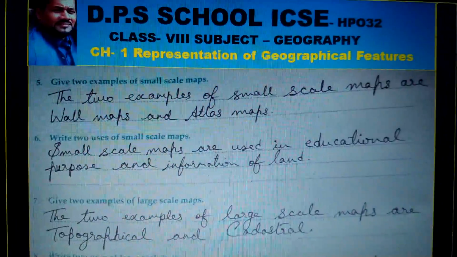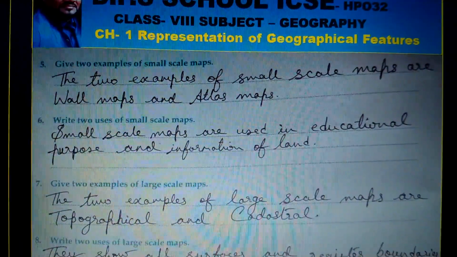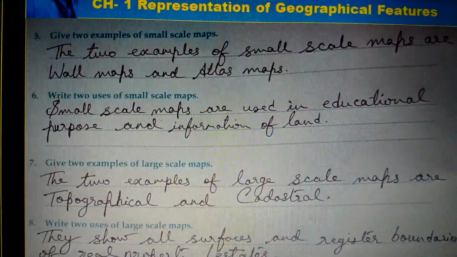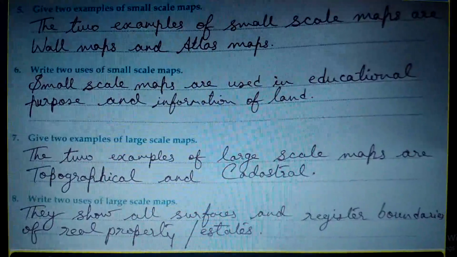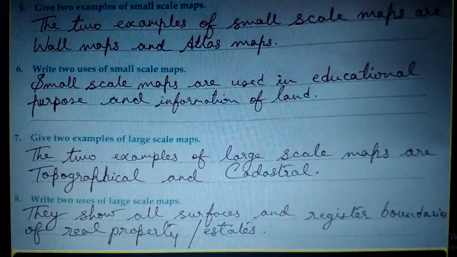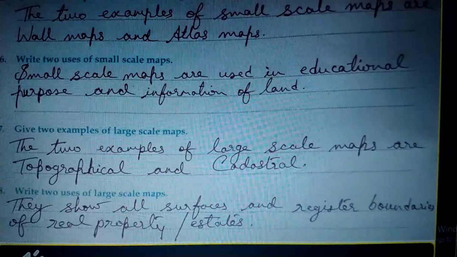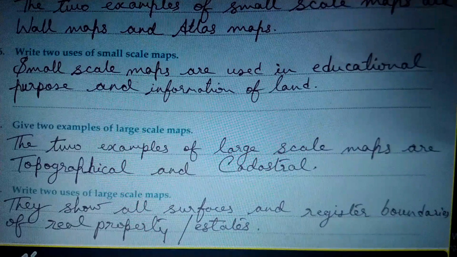Then we come to question number 7. Give 2 examples of large scale maps. The 2 examples of large scale maps are topographical and cadastral. Then question number 8. Write 2 uses of large scale maps. The answer is they show all surfaces and register boundaries of real property or estates.